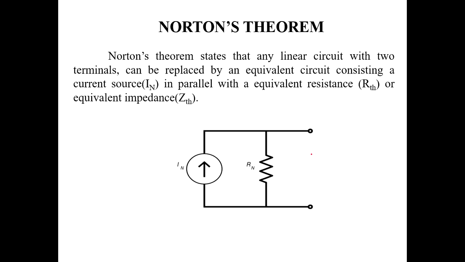Hi viewers, in this video we will discuss Norton's theorem of DC and AC circuits. Norton's theorem states that any linear circuit can be replaced by a current source in parallel with an equivalent resistor. This is the Norton's theorem equivalent circuit. Here this current is parallel with this Norton equivalent resistance.